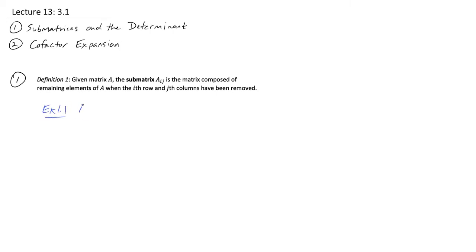Consider this example. So we have the 3 by 3 matrix 1, 2, 3, 4, 5, 6, 7, 8, 9. A 1, 2 is the matrix composed of removing the first row and the second column. So that's going to be 4, 6, 7, 9.